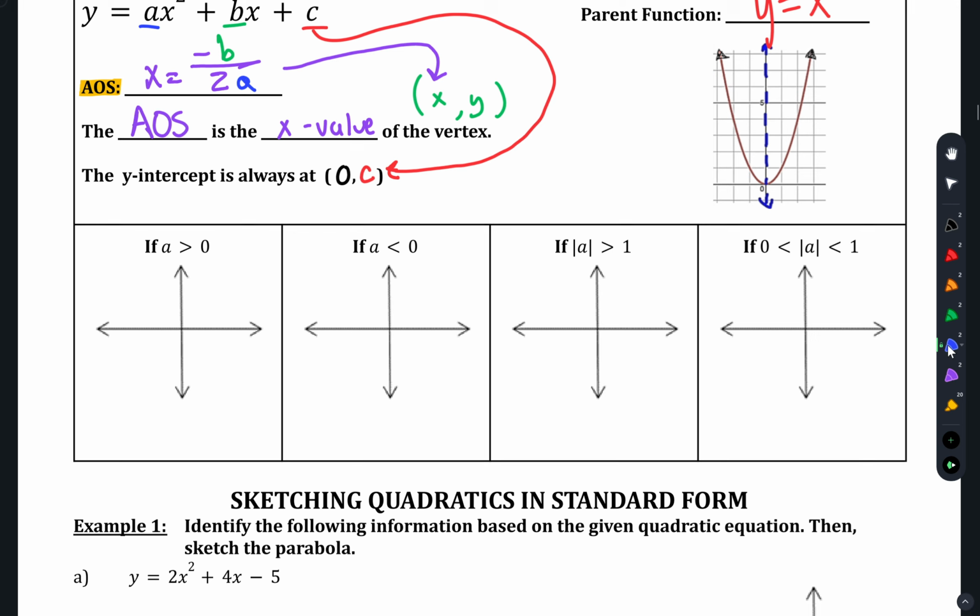So for A greater than 0, those are positive numbers. If my A value is positive, my graph is going to take the shape of opening up, like a U shape. If A is negative, so that's A is less than 0, then my graph will open downwards like an upside down U.